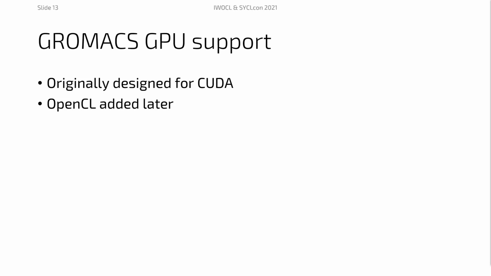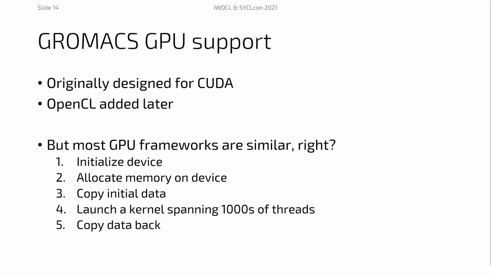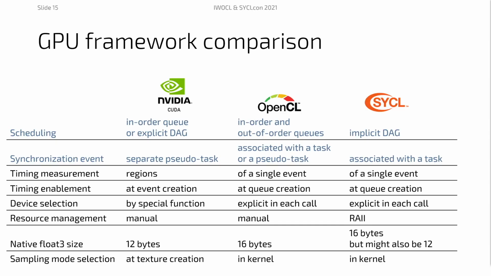The GPU offload was originally written for CUDA. Later, OpenCL was added, with an abstraction layer allowing us to reuse some code for both frameworks. And at first sight, most GPU frameworks have very similar logic to them. You initialize the device, allocate memory, copy data, launch kernels. In that sense, adding SYCL alongside CUDA and OpenCL should be straightforward, just changing the names of the functions. But it's not so easy.